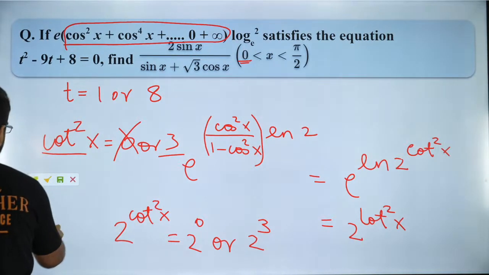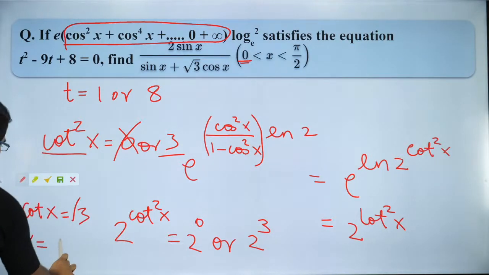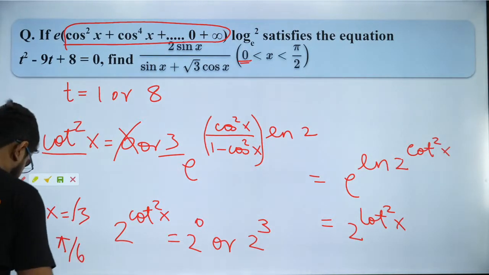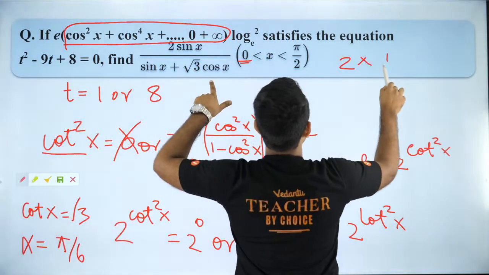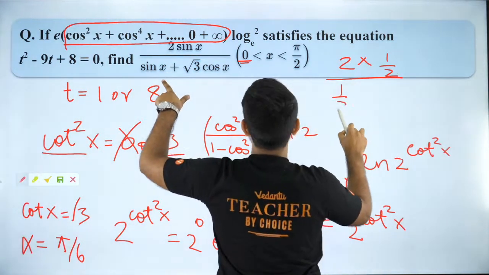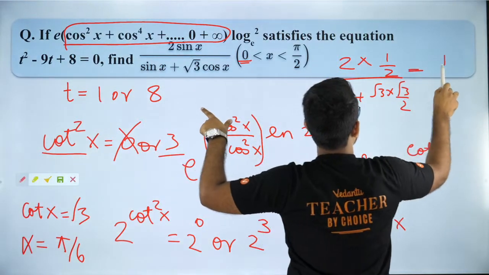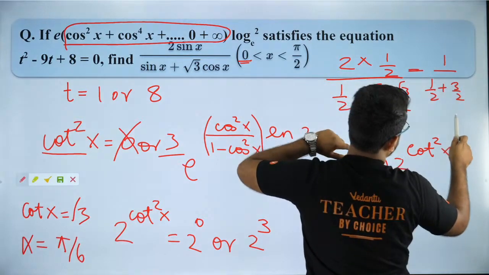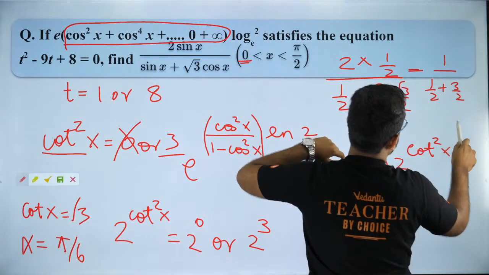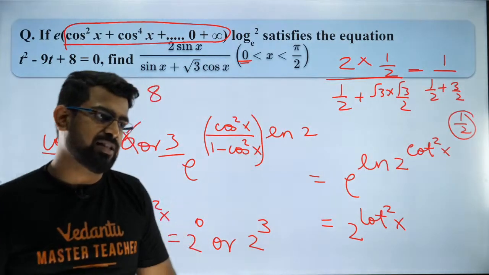So that means cot x is equal to root 3. So x is equal to what? x is equal to pi by 6, so it is 30 degrees. So the answer is 2 into 1 by 2 divided by 1 by 2 plus root 3 into root 3 by 2. So it will be 1 divided by 1 by 2 plus 3 by 2, which will be 2, right? So 1 by 2 is the answer. Half is the answer. Okay?